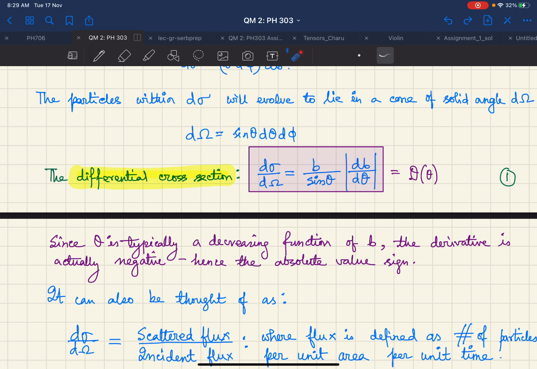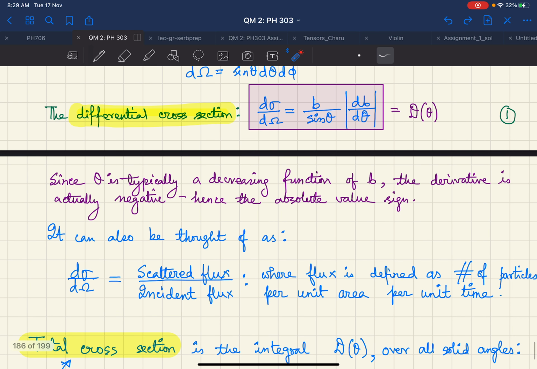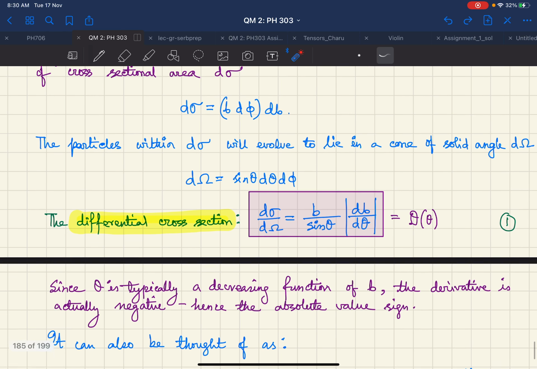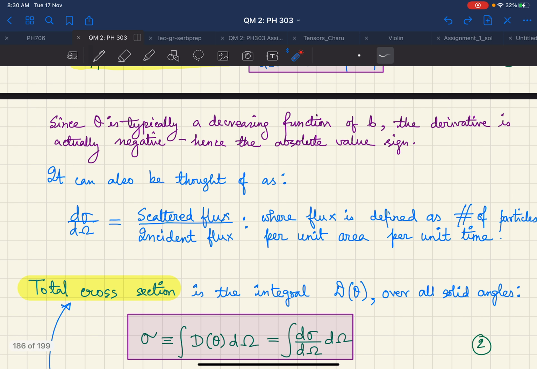Now this quantity dσ/dΩ can also be thought of as a ratio of the scattered flux to the incident flux, where flux is defined as the number of particles per unit area per unit time. So this is the incident flux and this is the scattered flux, and the ratio between them is also thought of as dσ/dΩ.